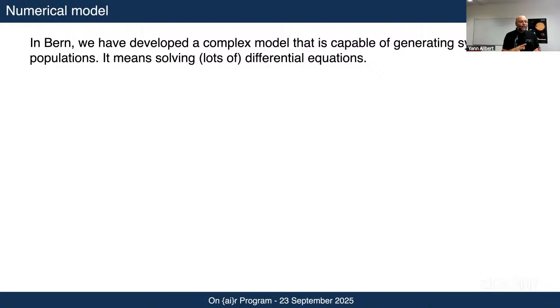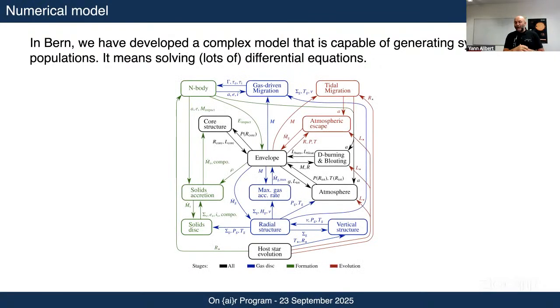So what we have done in Bern since actually 2001 is that we have developed a very complex numerical model that is able to compute the formation of planetary systems. And practically speaking, for people who are a little bit in mathematics, it means solving a lot of differential equations. So that's an image of our model.